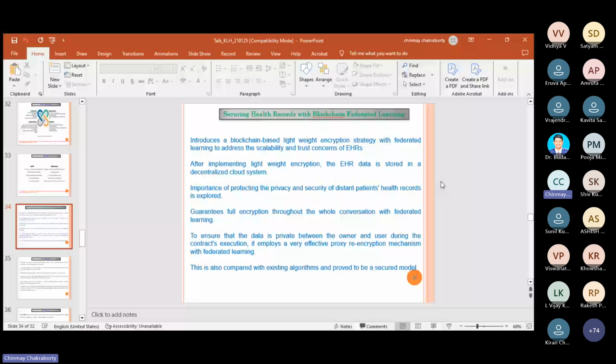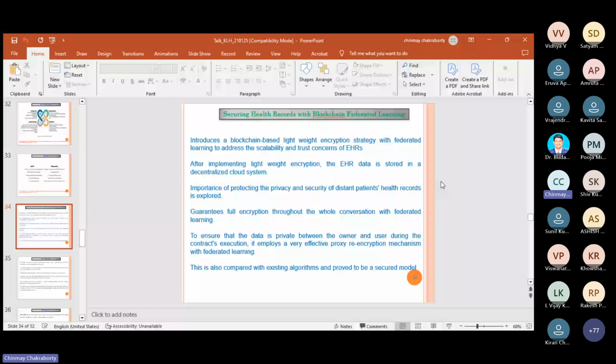Another point is that the importance of protecting the privacy and security of distant patients' health records is explored. Next, it guarantees encryption throughout the whole conversion with federated learning. To ensure the data is private between the owner and user and during the contract's execution, it employs a very effective proxy re-encryption mechanism with the federated learning techniques we have considered. This was also compared with existing algorithms and proved to be a secure model.